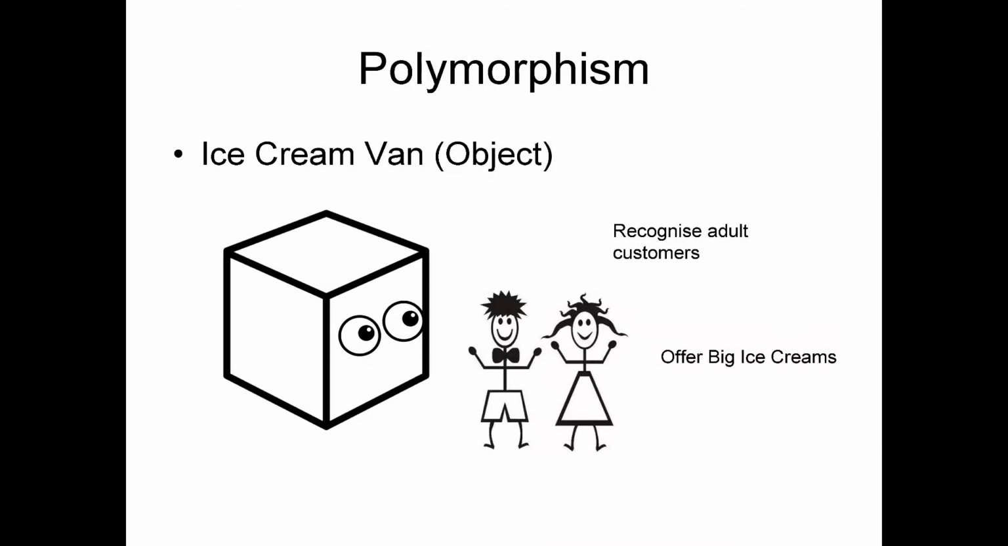Now let's try scenario number 2. We have our ice cream van object, and it's going to interact with a different object. It's going to recognize an adult object approaching the ice cream van. So we're not going to offer this person a small ice cream because it's an adult. The appropriate behavior for the ice cream van object is to offer the adult a big ice cream. This is the cleverness of polymorphism. It interacts differently with different objects.